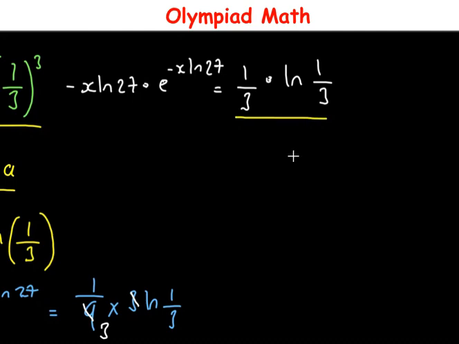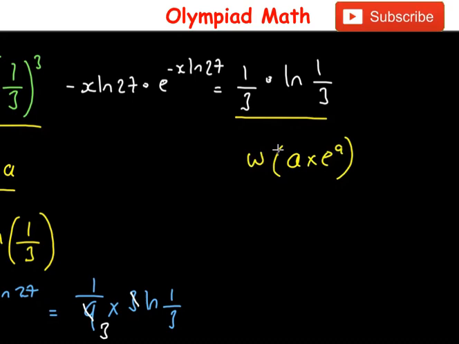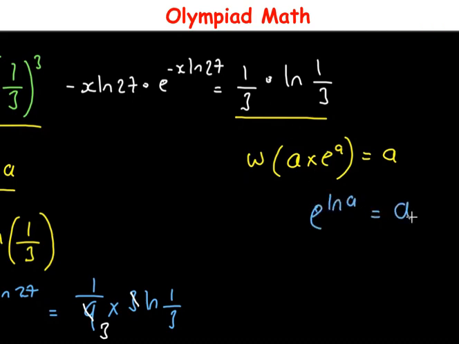So if you have an expression like a times e raised to power a, and you apply the Lambert W function, this is equal to a. Now, looking at the Lambert W function, we have a in this expression, so we need to introduce e into this equation. And to do so, if you have e raised to power ln a, this equals a.